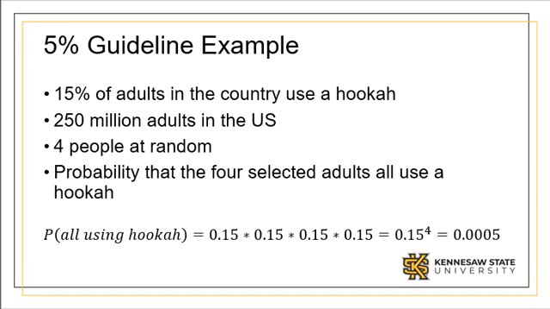For example, suppose 15% of adults in the country use a hookah. We know that there are 250 million adults in the U.S. If we select 4 people at random and want to find the probability that the 4 adults all use a hookah, we can deploy the 5% guideline. Since the sample of 4 is much less than 5% of the population, our answer would be 0.15 to the 4th power, or 0.0005.